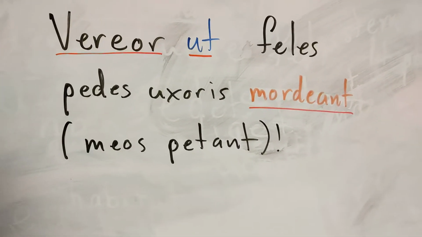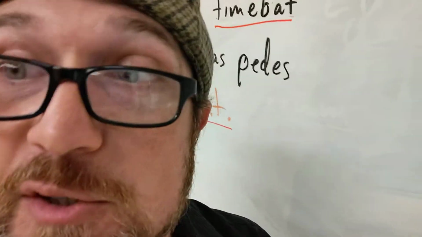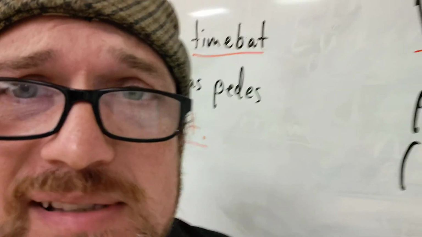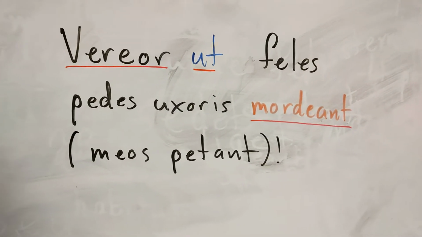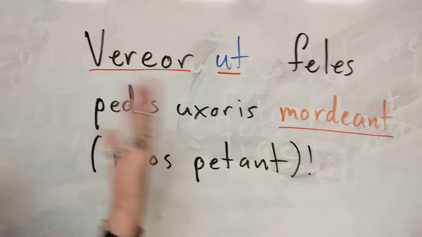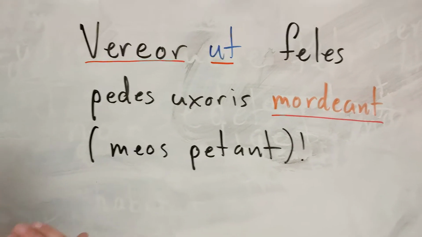I don't want that. I'm sure she doesn't want them to bite my feet either, but you know what? She wants them to bite her feet less. But yeah, so that's what's going on there. So in the first sentence, my wife is afraid something will happen. In this sentence, I'm afraid that something won't happen.